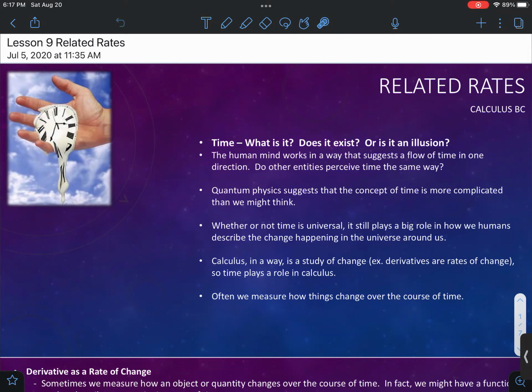most importantly for us is that calculus in general is the study of change, right? Derivatives are rates of change. And as humans, we often experience change thanks to our perception of time, right? As time passes, things change, right? It all ties back into observing the stars and the moon and all that. So time and calculus go hand in hand.